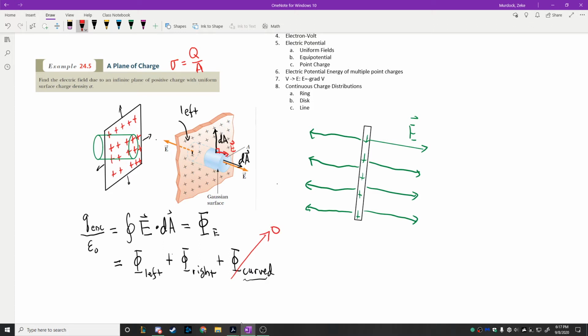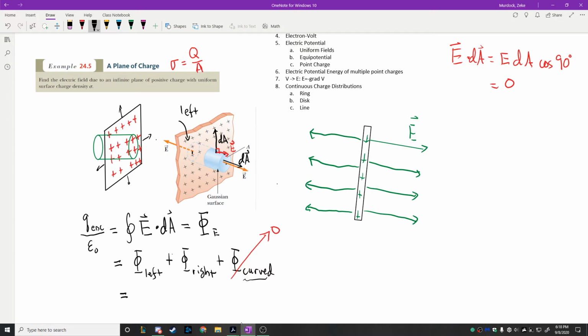You get 0 flux here because E dot dA, remember the dot product, just to remind you, means you're doing E times dA times the cosine of the angle between them. And if the angle between them is 90 degrees, you get 0 because the cosine of 90 is 0. So we're just left with the flux through the left and the flux through the right. So let's look at those, and let's go ahead and calculate what the integral here would be for them.